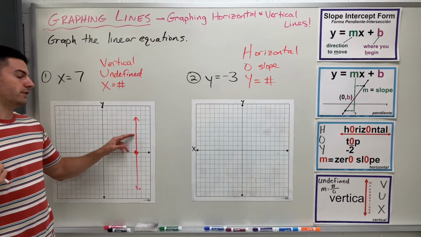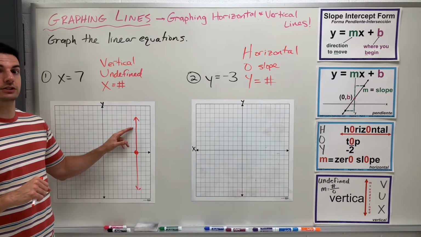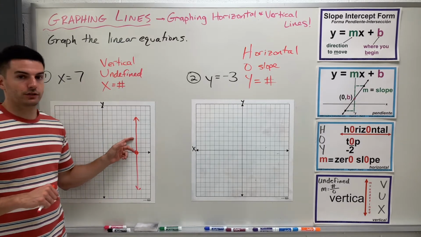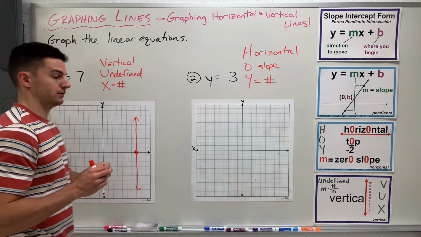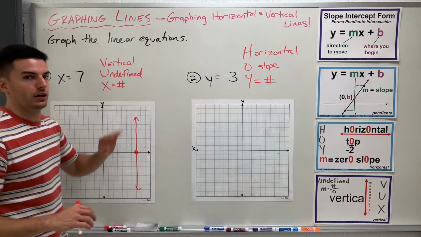Write all these values in here. Right, the x value is always going to be 7. Okay, so like 7 comma 1, 7 comma 2, 7 comma 3. The x value is always 7. Okay, and the slope being undefined. Let me do this one first, and then I'll go back to that.